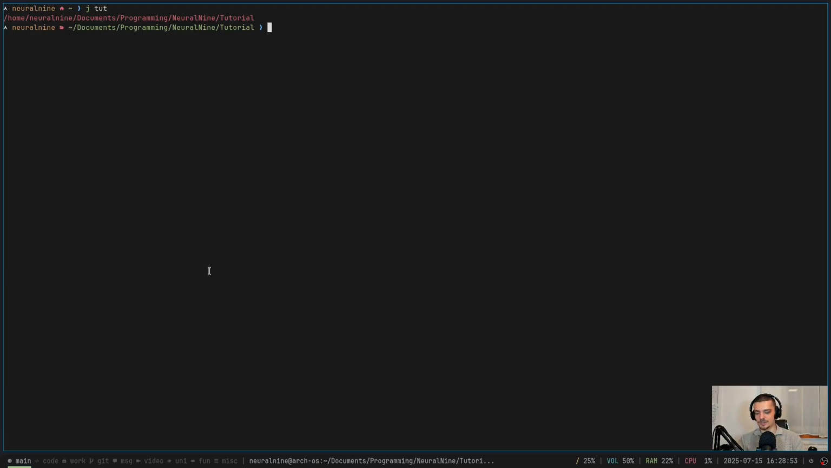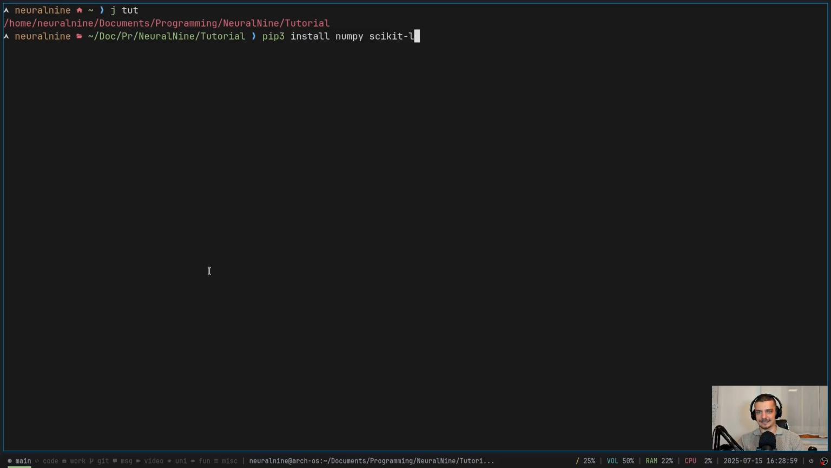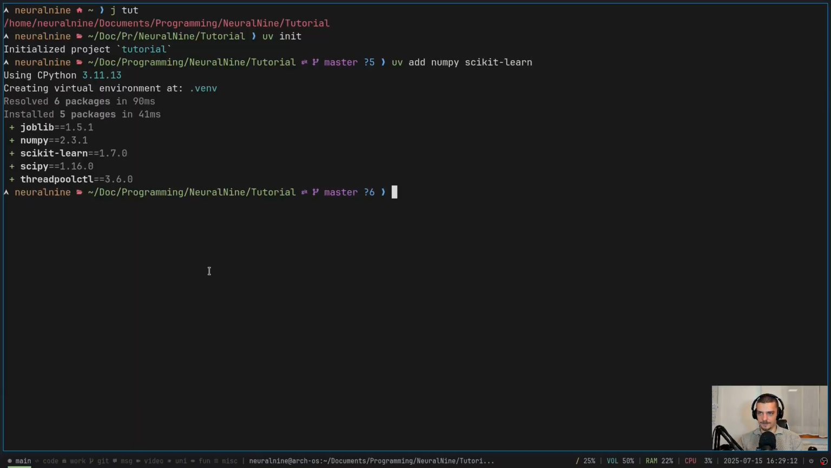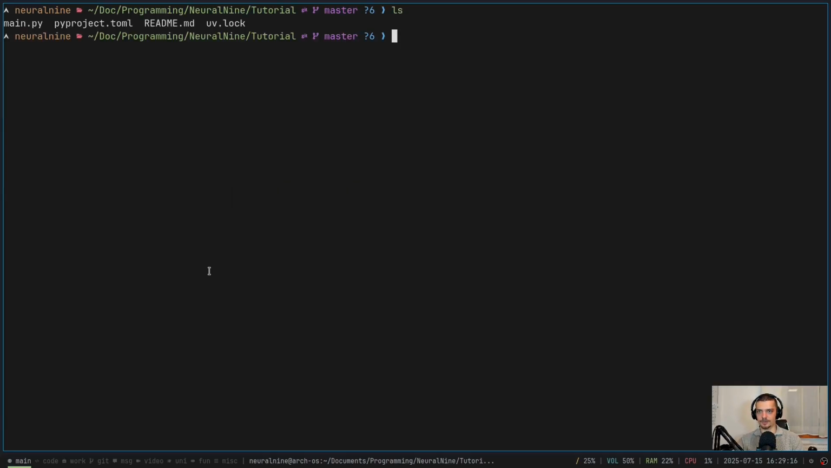So you want to use pip or pip3 install, and you want to install numpy and scikit-learn. These are the two packages. In my case, I'm going to set up a UV project. So UV init, UV add numpy and scikit-learn, just because I don't use my system Python installation. It's just not considered a good practice on my operating system, which is of course Arch, by the way.